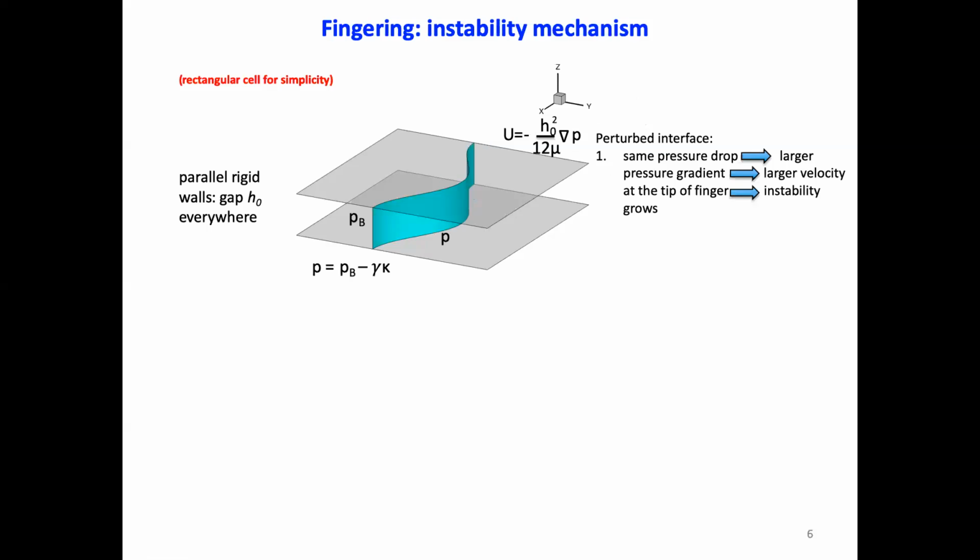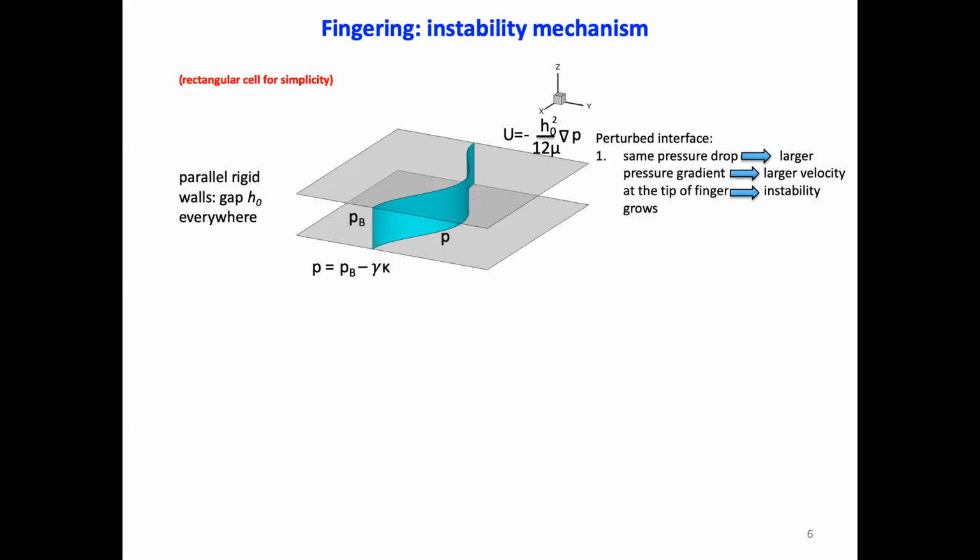Those can be anything, right? Some imperfection in the fluid, for example. Then ahead of that perturbation, you have a larger pressure gradient, simply because you're closer to the edge of the cell. And therefore, you automatically have a larger velocity at the tip of that finger. As a consequence, fingering grows. So that's why this fingering is called viscous fingering, because the viscous mechanism actually promotes the instability growth.